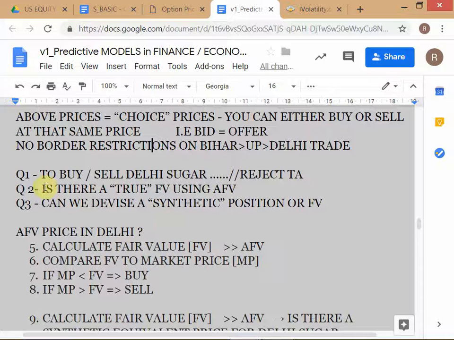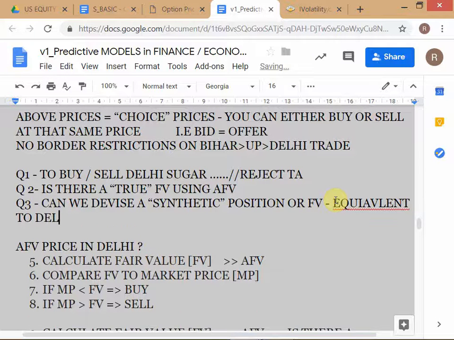So up to question 2, is it clear to everyone? You're just trying to figure out whether there is a true arbitrage free valuation price, whether we can compute a true fair value using AFV. Now the second thing you try to think about is, can you construct a synthetic position equivalent to the FEB? Synthetic equivalent to, these are the 2 words which are important, equivalent to Delhi sugar.